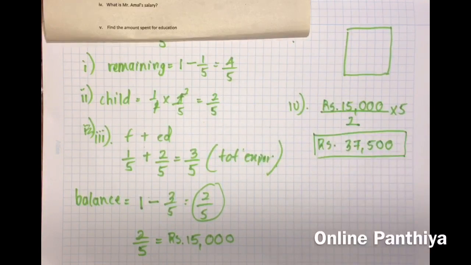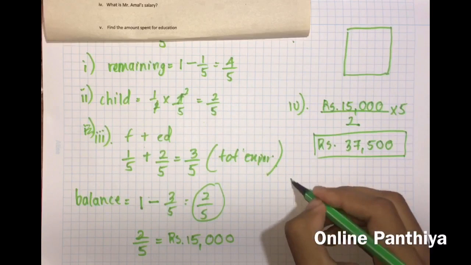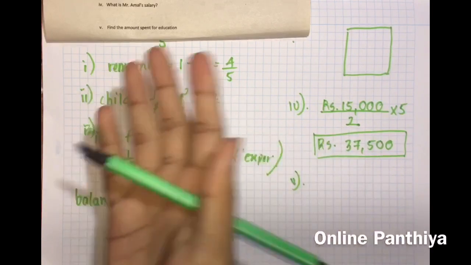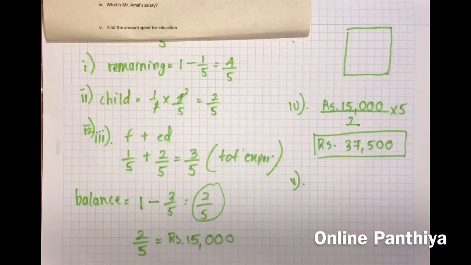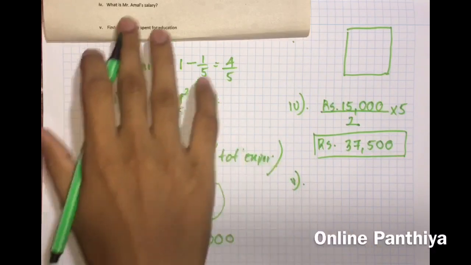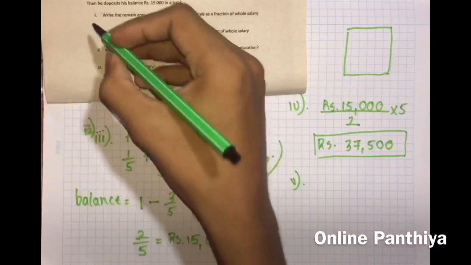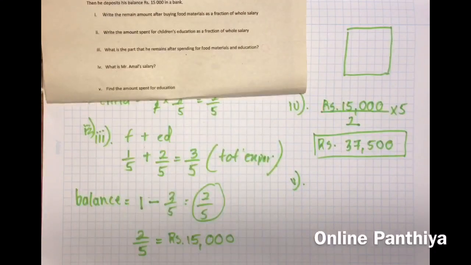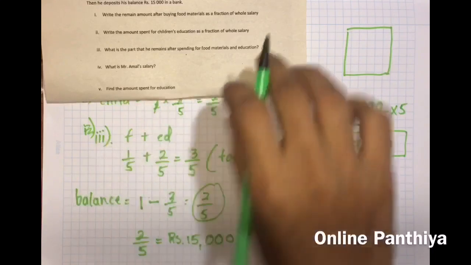Okay, also don't forget you have one more question. Some people after getting the total salary, they just ignore the last part, they forget it actually. So you don't have to forget it, since it is given. After doing each of the questions, just put a tick. Understand? Okay, and the fifth one, find the amount spent for education.